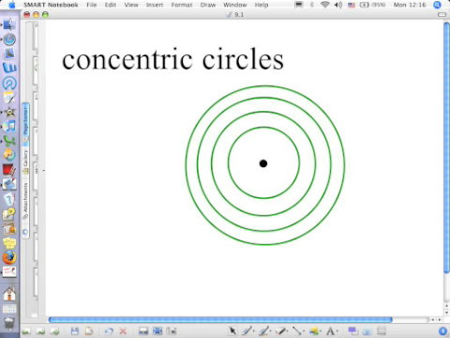All right, if you imagine a bullseye or a target, that would be an example of concentric circles. Concentric circles all have the same center, but they have different radii measures. So they're smaller and they get bigger, but they all share the same center. If you think of dropping a pebble in the water, and you see the circles that ripple out from the pebble, those are concentric circles. Those are natural, God-made concentric circles. And they're pretty.